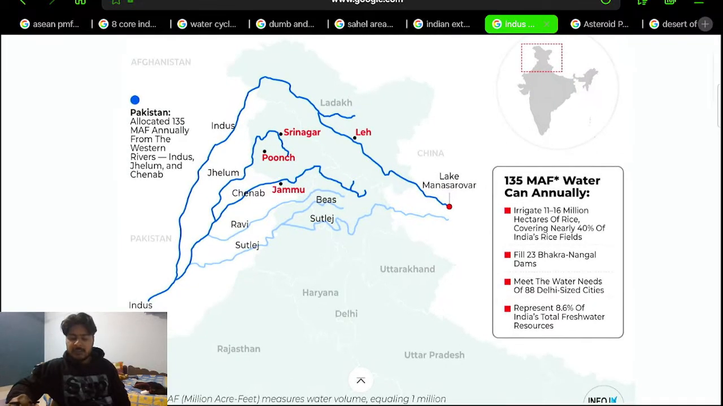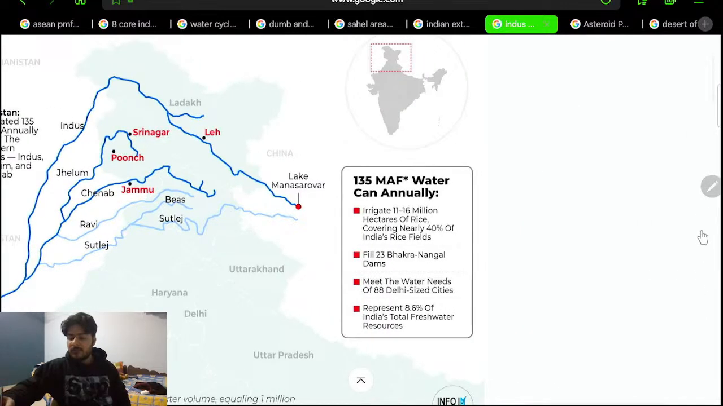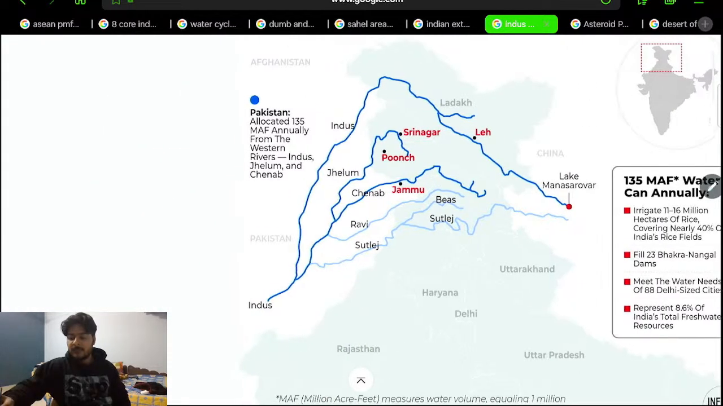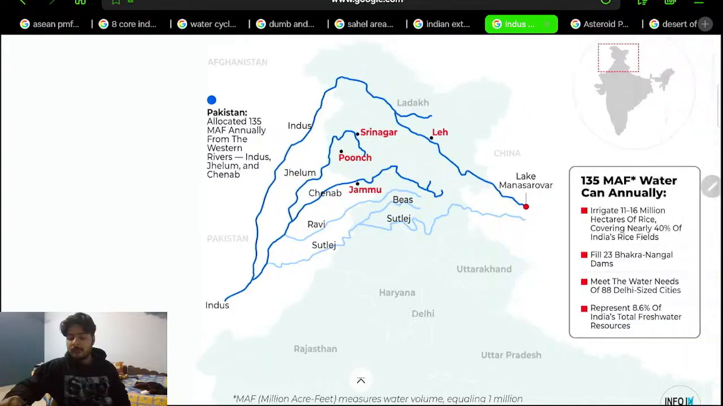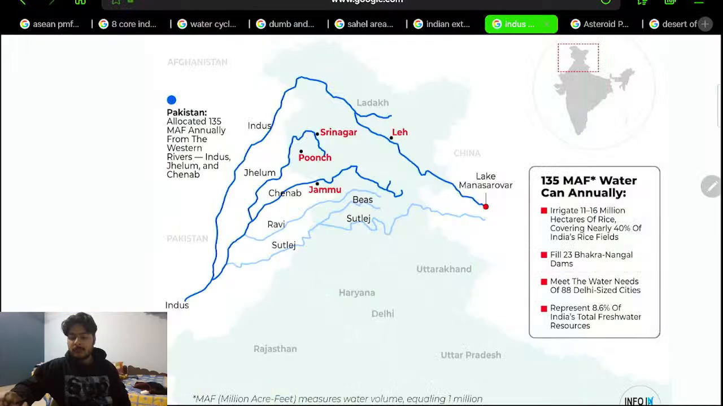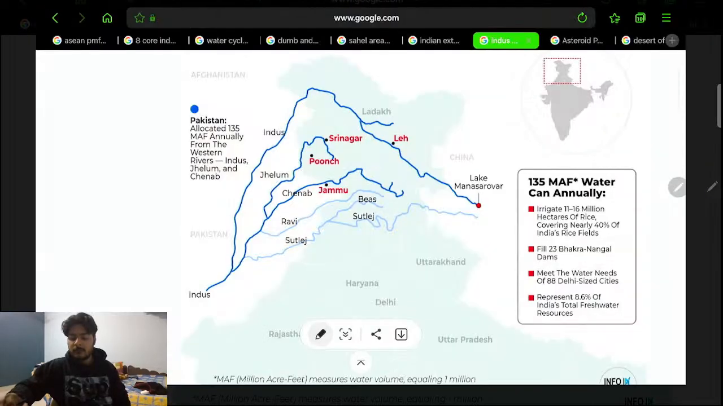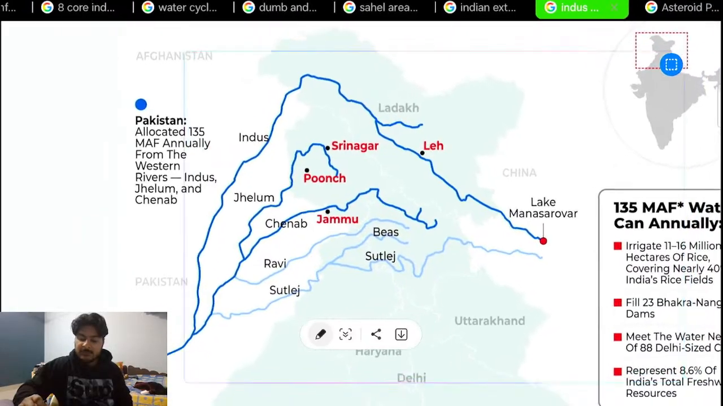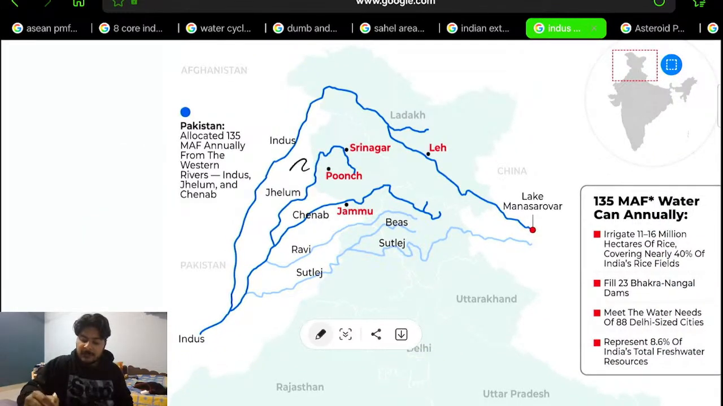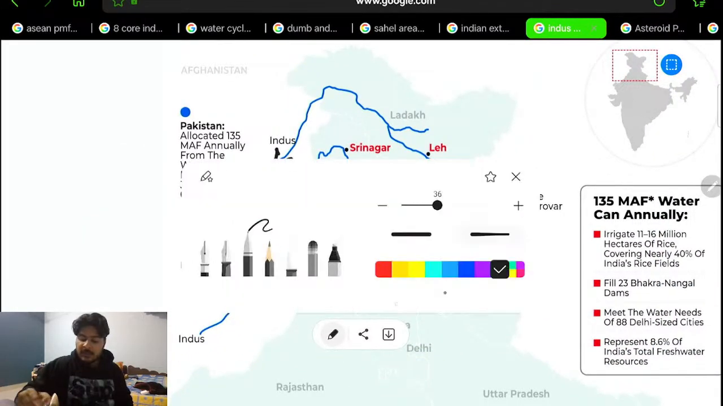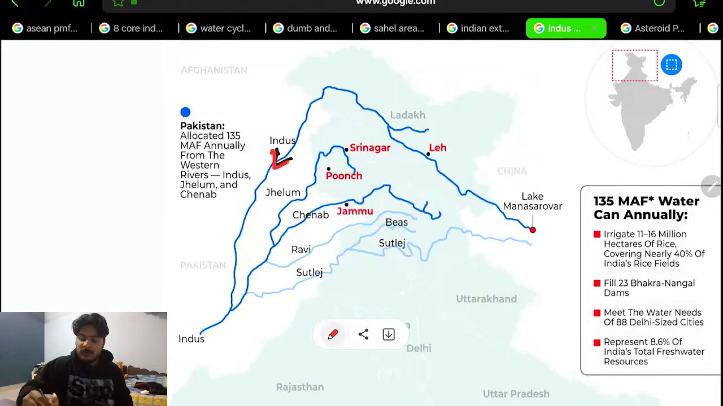So this is basically the Indus water system, the Indus river system. In this Indus river system, first of all, what you need to understand: this is the Indus river, and it is moving from here.